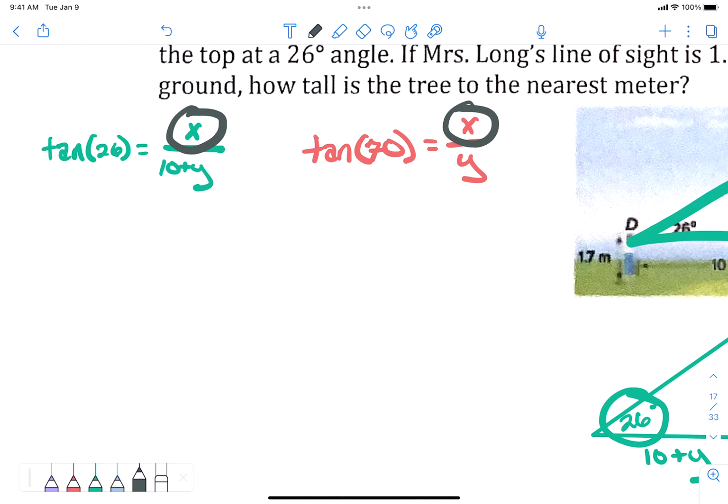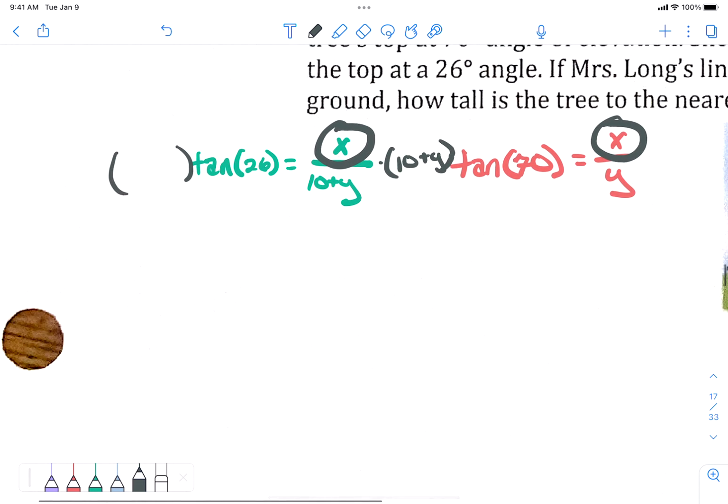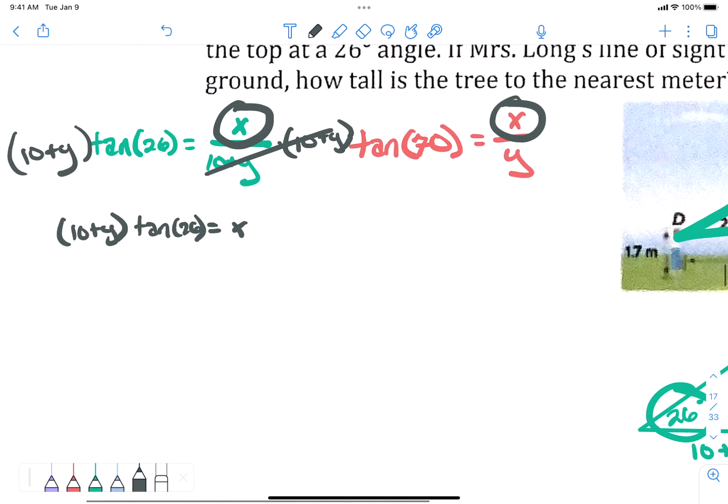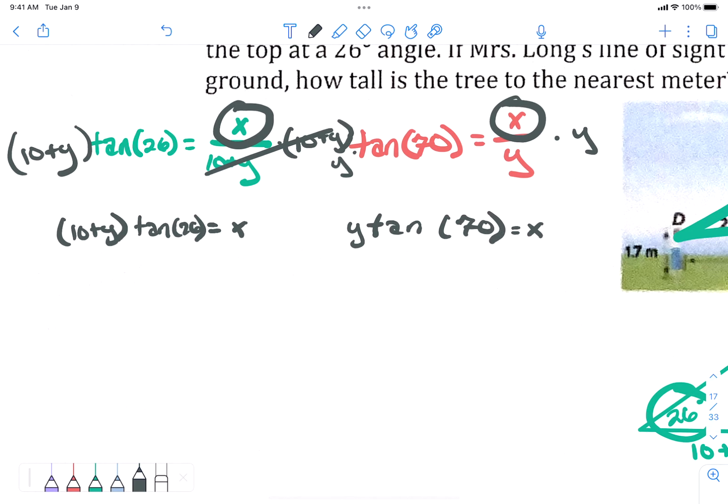So going over to our equation, we have this guy is the same as that one, right? So let's solve for X on each one. How do I get rid of this 10 plus Y? Let's multiply it to the other side. So times 10 plus Y and times 10 plus Y, okay? And that's going to give me X equals 10 plus Y times tangent of 26. Make sense? Good? On the other side, let's do the same thing. Let's multiply the Y over, times Y times Y. So X will be equal to Y times tangent of 70.